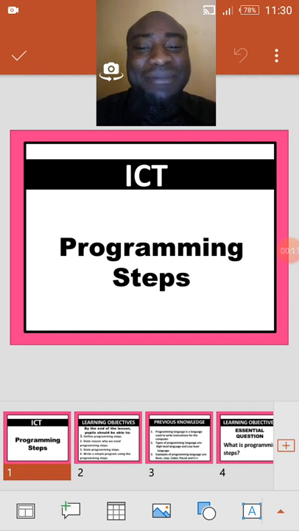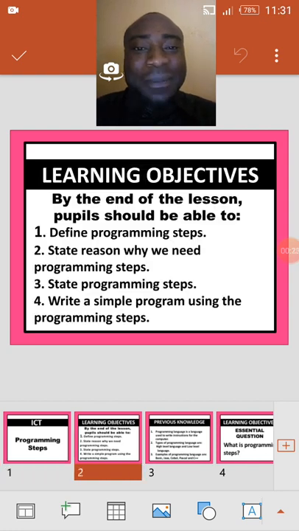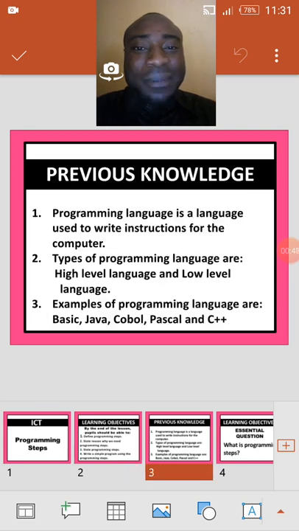I'm happy too. So today, our topic is programming steps. Now let's quickly look at our learning objectives. By the end of the lesson today, you will be able to: one, define programming steps; two, state reasons why we need programming steps; three, state programming steps; and four, write a simple program using programming steps.